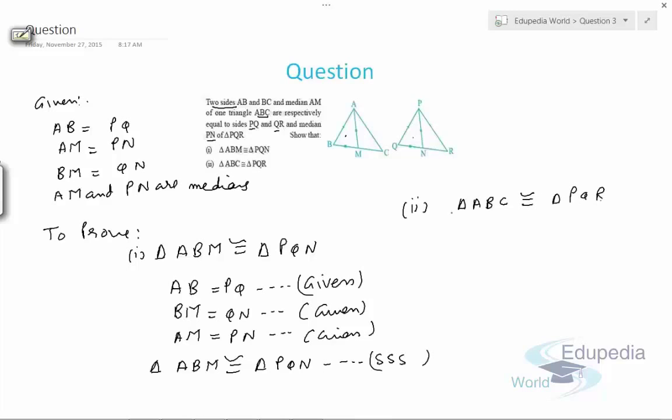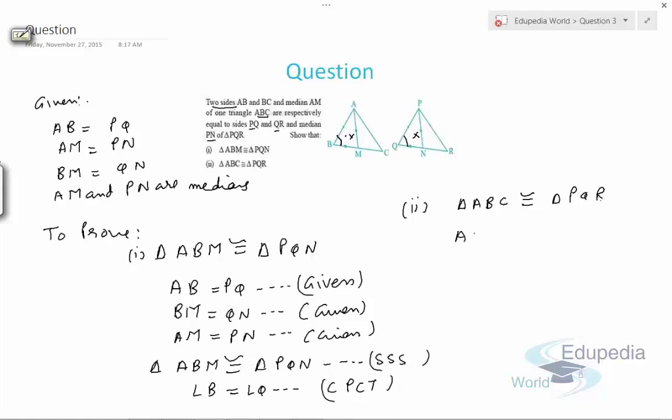Before doing this part, let's see how we can prove this. We can say that angle B equals angle Q by CPCT, since these two triangles are congruent, so by correspondence these two angles are also equal. Now let's see how we can prove this.